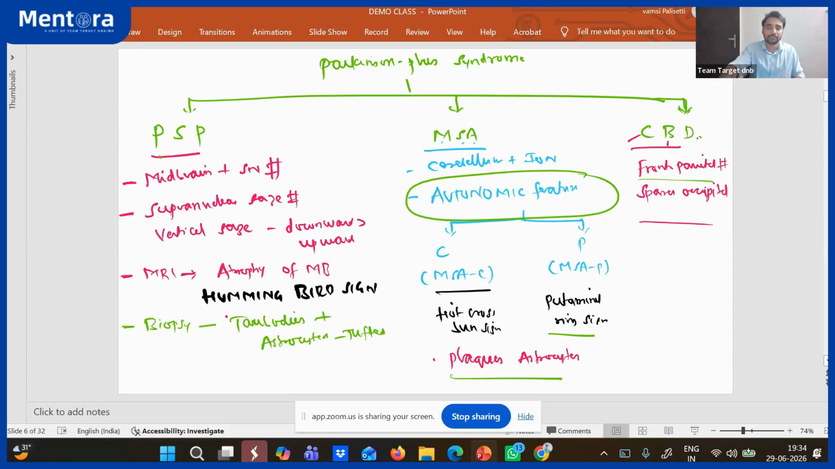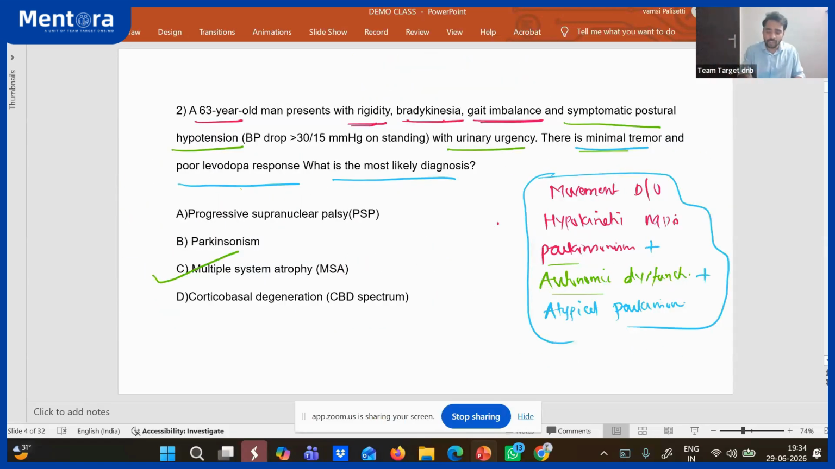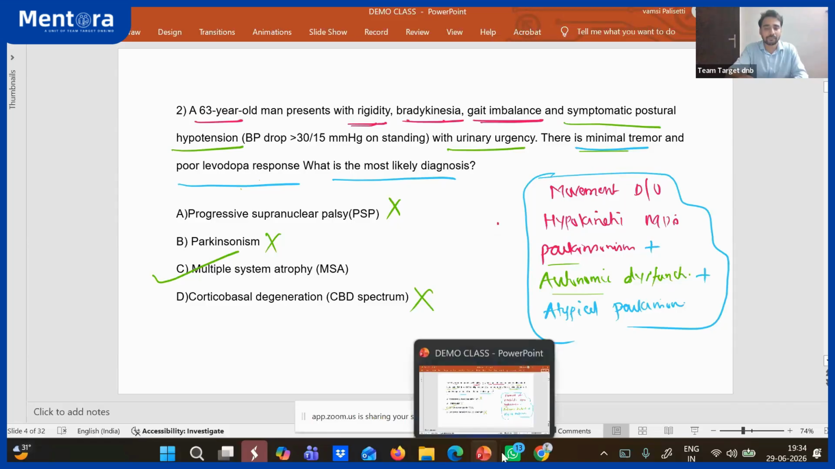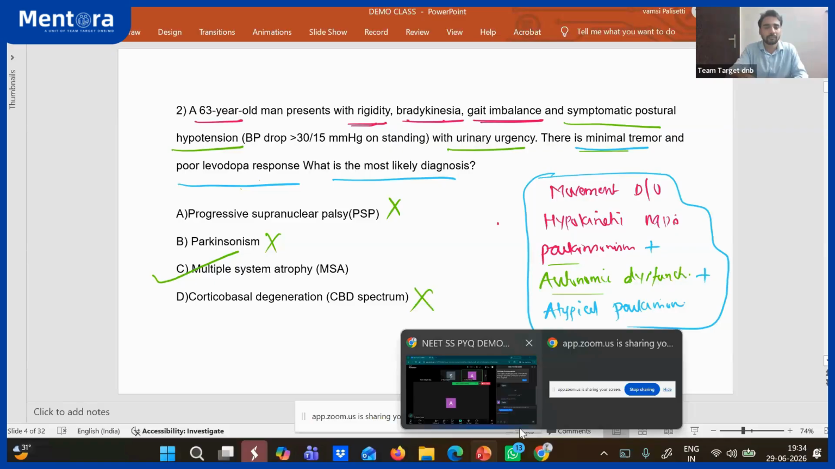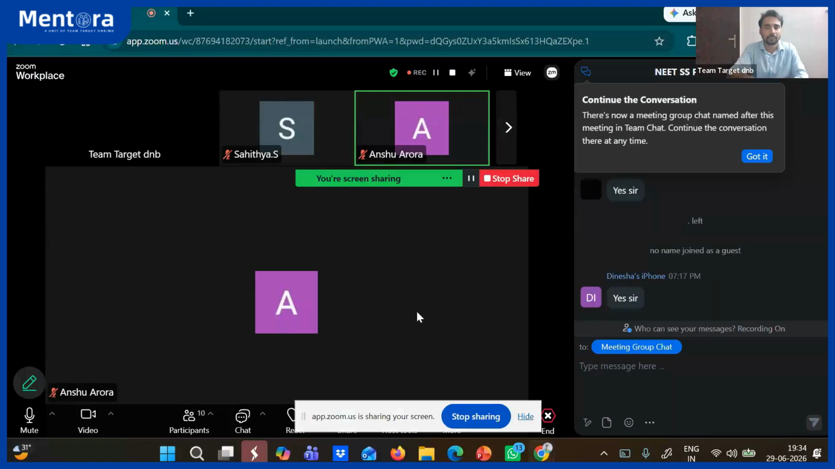Right? Clear? So this is not progressive supranuclear palsy because the patient should have gaze problems. It's not Parkinson's disease, because the patient would have good response to levodopa; they have poor response. It's also not corticobasal degeneration, because again the patient would have cortical signs also. So the answer is multiple system atrophy. Clear? Any doubts?